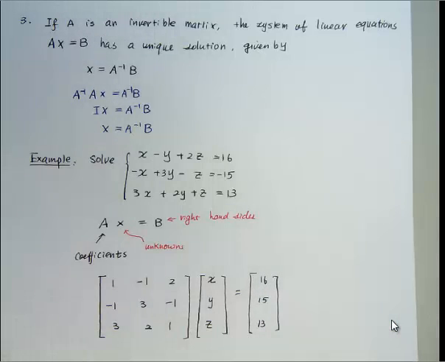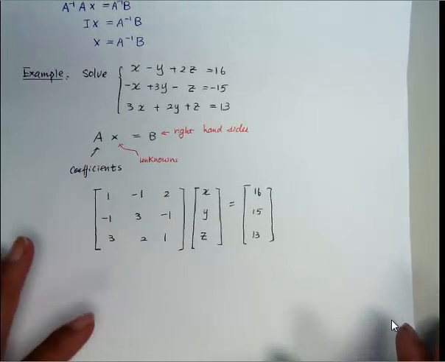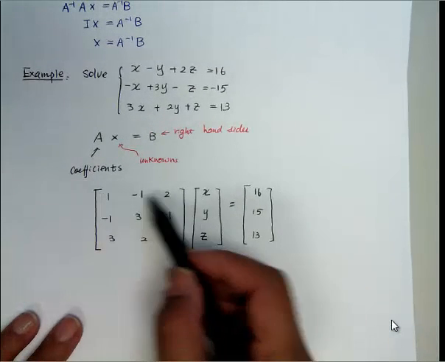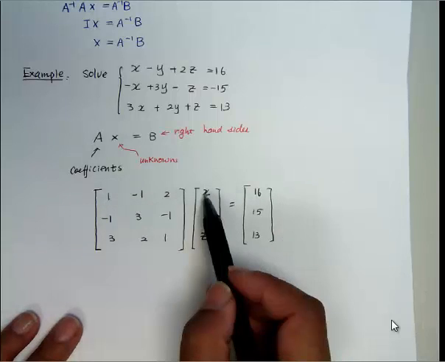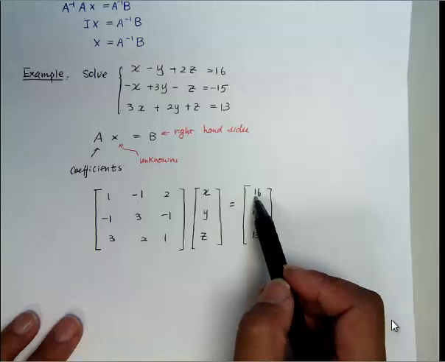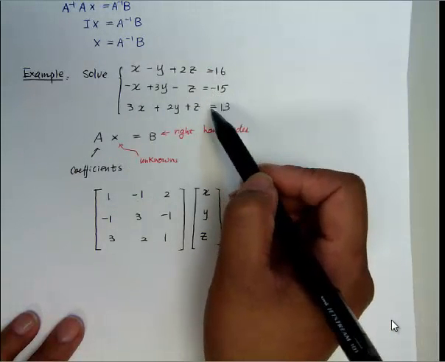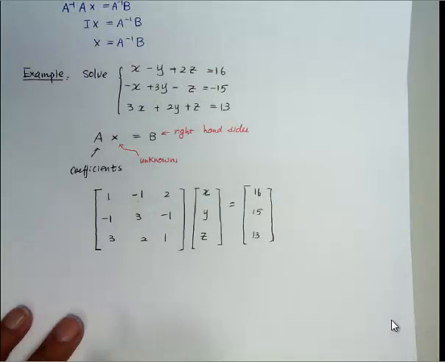If you don't think this is right, you can double check by using multiplication. When you multiply the matrices, use row times column. 1 times x plus negative 1 times y plus 2 times z equals 16. That's exactly equation 1. And so on, you can get equation 2 and equation 3.